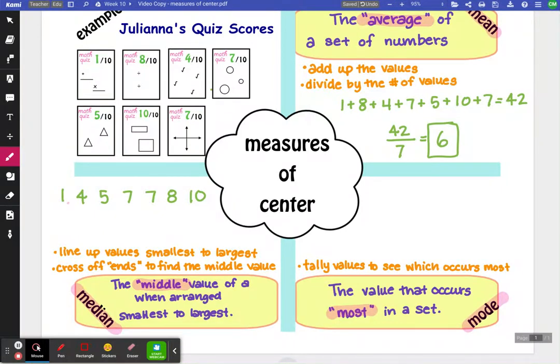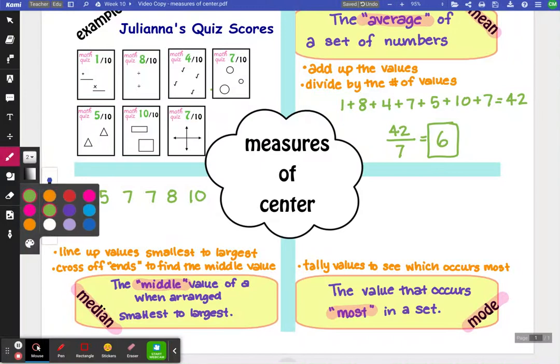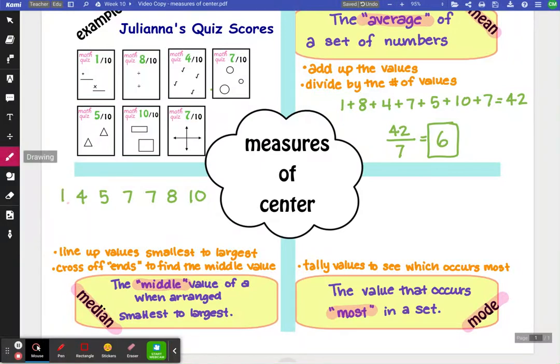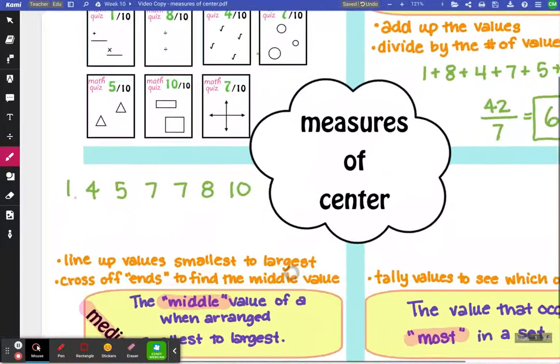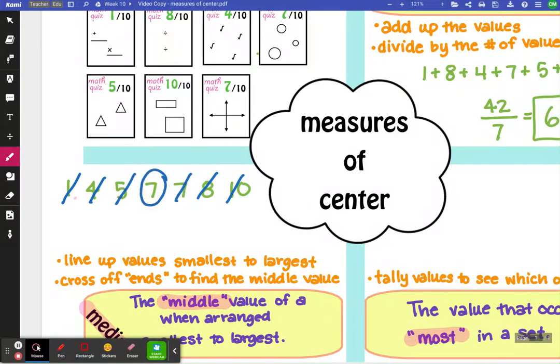The very first step is to arrange them smallest to largest. The next thing we're going to do is cross out on the ends, starting on the left and the right and the left and the right, and work our way to the middle, because our median is our middle value in our list. If I cross off those 2, cross off these 2, cross off these 2, that leaves me with 7 in the middle. That 7 is my actual median.